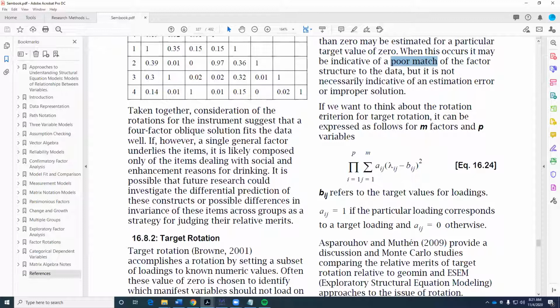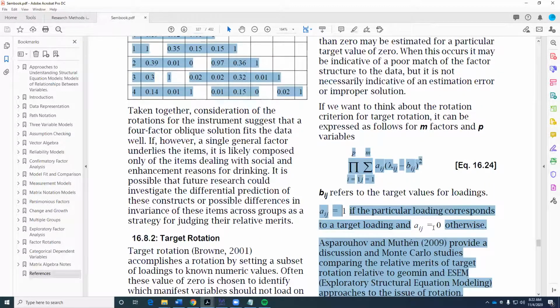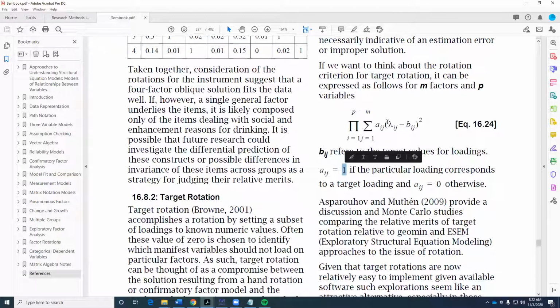Now, here's a little bit of math about what the target rotation is doing. If I've got m factors and p variables, my solution is going to take the loadings minus the target value, 0 or not. In other words, it's 1 if it's a target loading and 0 otherwise, squared and multiplied by a.